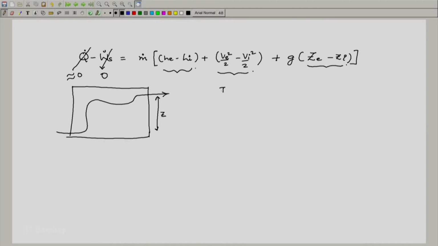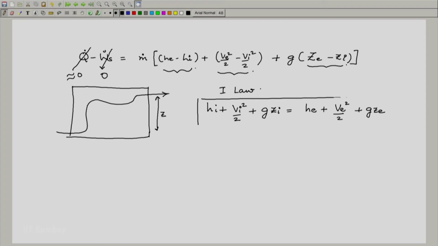So, what do we get as first law? We get Hi plus Vi squared by 2 plus g Zi is equal to He plus Ve squared by 2 plus g Ze. So, this is what we get from this equation.